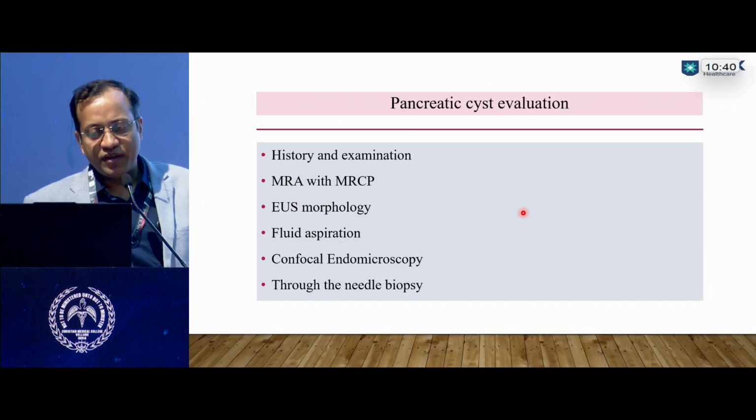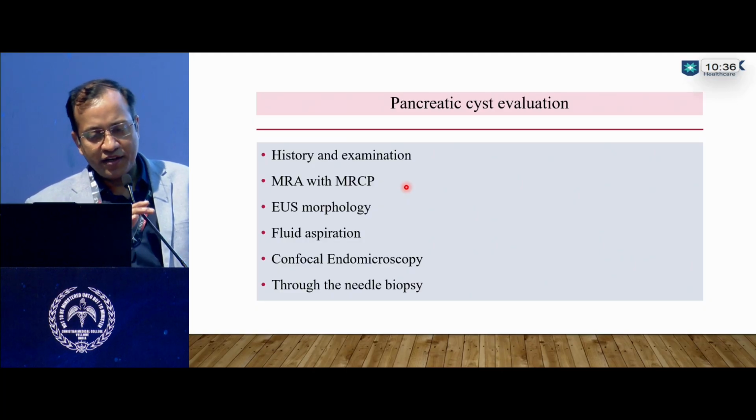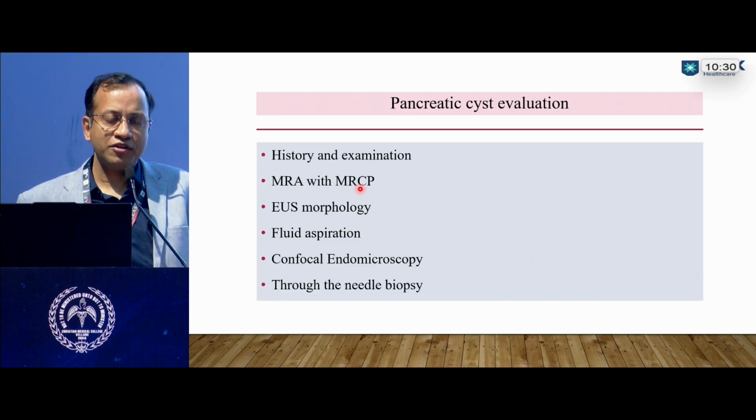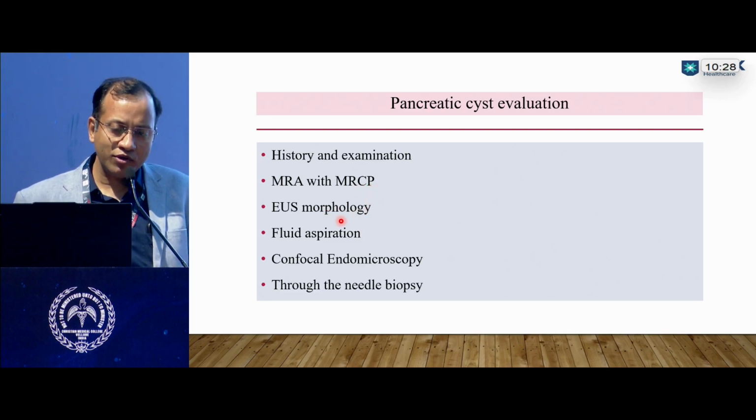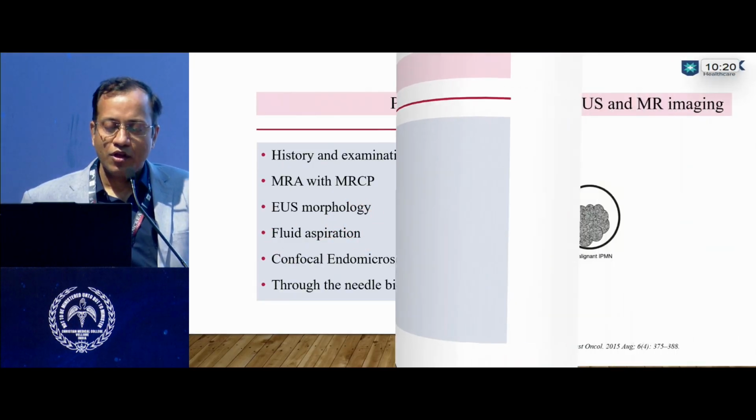So how do we evaluate a pancreatic cyst? First and foremost, the history. If the patient has a history of chronic pancreatitis, the lesion is likely a pseudocyst. MRI should be the first investigation for a pancreatic cystic lesion. Not all patients will require EUS. Patients who had worrisome features on MRI may require EUS. And similarly, not all patients will require fluid aspiration.